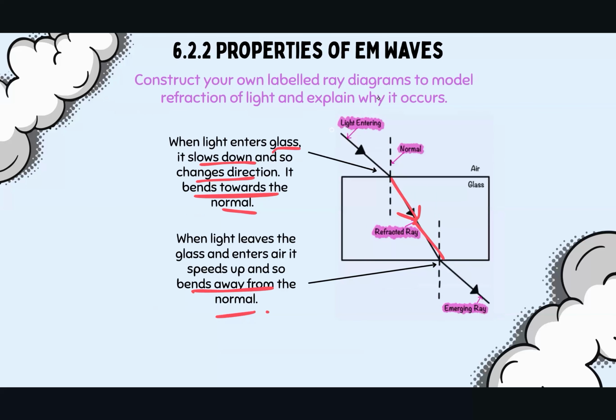Now, one thing to keep note of is the light that's entering. Just in case you have to draw this yourself, it says here light entering, but that's the incident ray. And this is the emergent ray. They have to be parallel. They're not going to be in line with each other, but they have to be parallel.